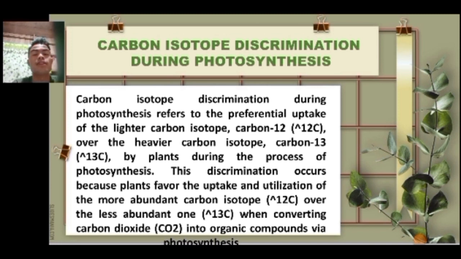Okay, next is carbon isotope discrimination during photosynthesis. It means the preferential uptake or fixation of certain carbon isotopes over others by plants during the process of photosynthesis. This phenomenon is crucial in understanding how plants interact with atmospheric carbon dioxide or CO2, which contains different isotopes of carbon, primarily 12C and 13C.